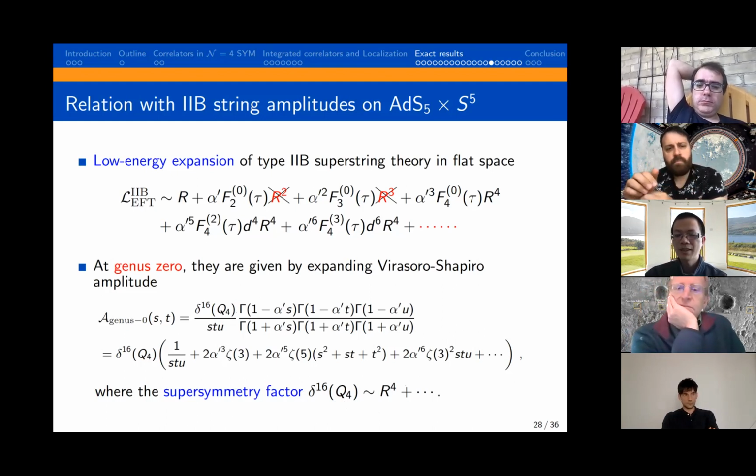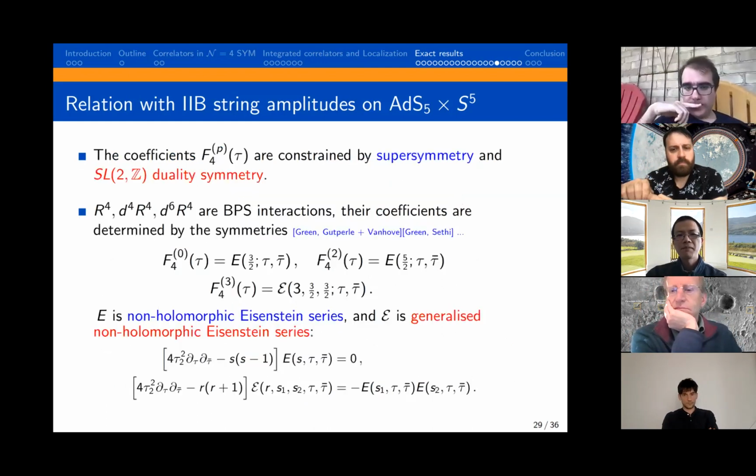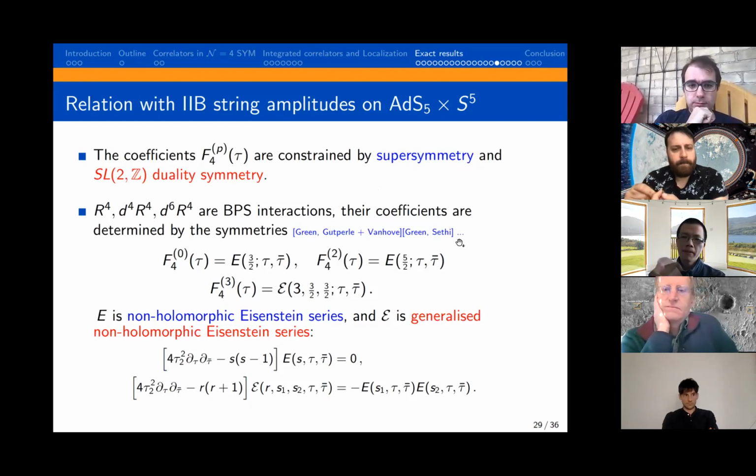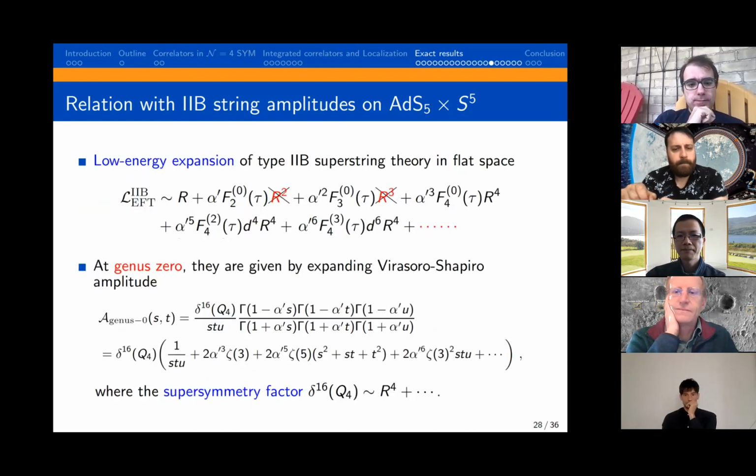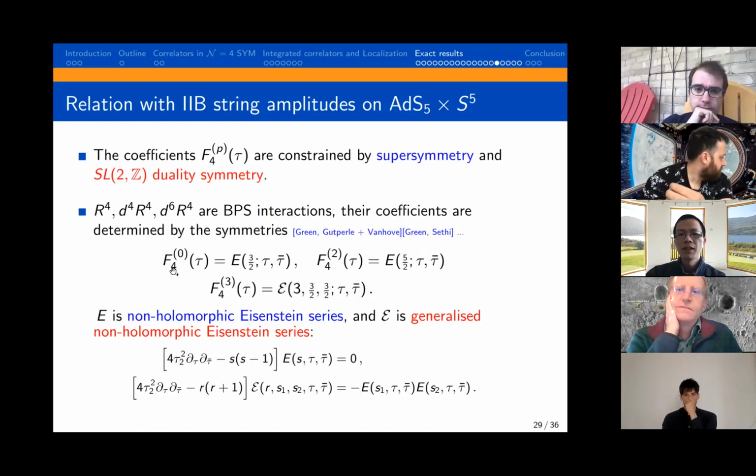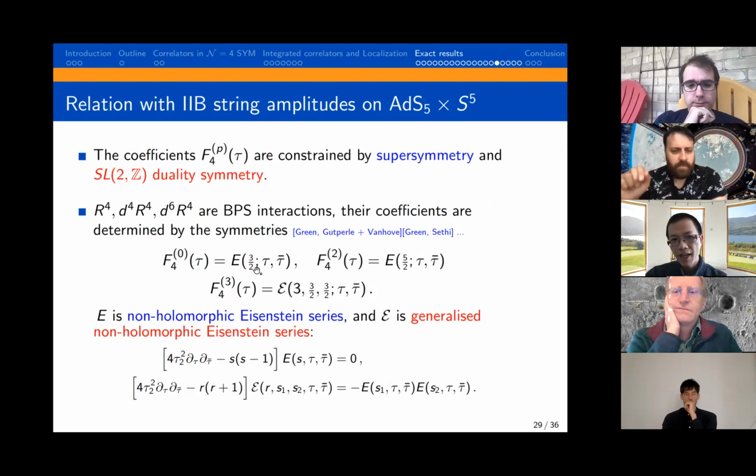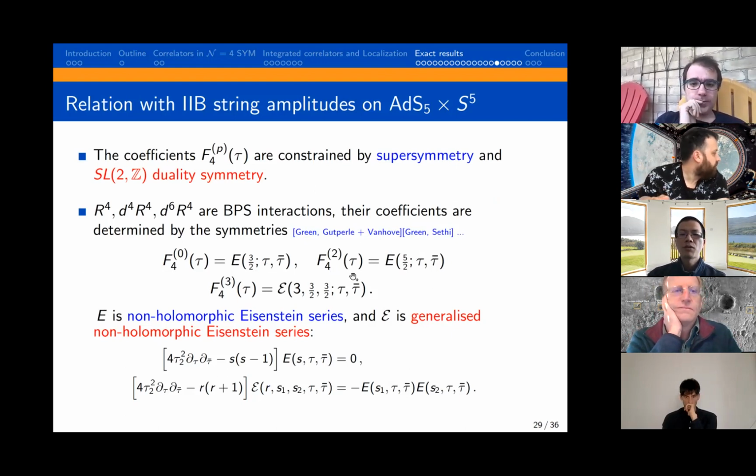Anyway, so you could compute this, in principle, genus by genus, and study instanton contribution. In fact, recently, Ashok was trying to compute this instanton contribution directly. But anyway, it turns out you can use the symmetry to constrain those coefficients. That was originally done by Green. Later, people derived it using amplitude techniques. Anyway, the conclusion was that the coefficients of R to the 4, D4 R to the 4, D6 R to the 4 are completely fixed. They're given by E3 half, E5 half, and in the case of D6 R to the 4, it's given by the so-called generalized non-holomorphic Eisenstein series.